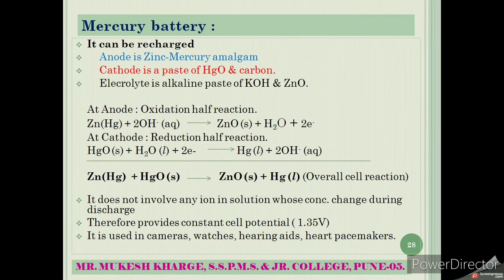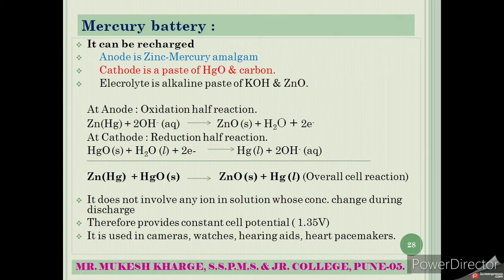Now the next cell is the mercury battery. Again it can be recharged, so it is a secondary galvanic cell. So let us see the details about this. Here the anode is zinc mercury amalgam, while the cathode is a paste of mercury oxide and carbon. Here the electrolyte is an alkaline paste of potassium hydroxide and zinc oxide.